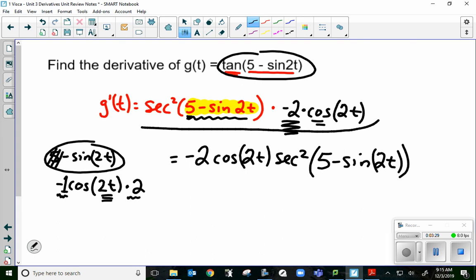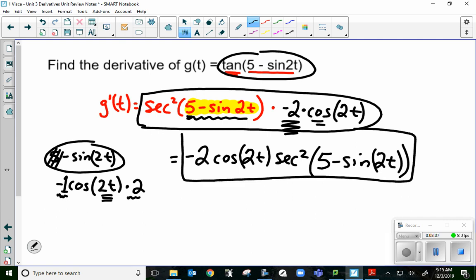And again, this would be a good answer if they didn't ask you to simplify. Or if they did ask you to simplify or multiple choice, this is also a really great answer. If you wrote it like the second way, it makes you look like you know what you're doing. But the first way is completely 100% correct. You're good to go. All right?